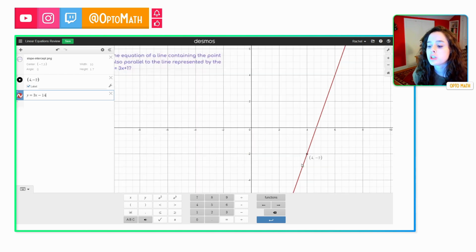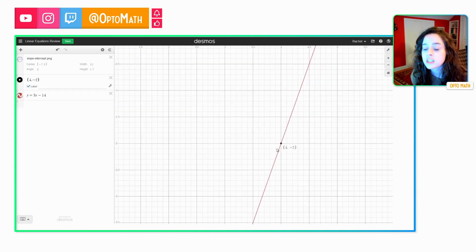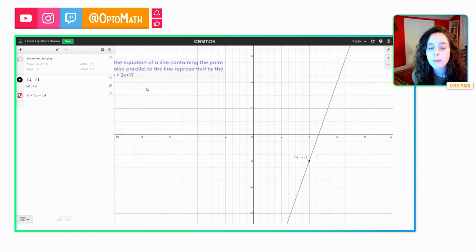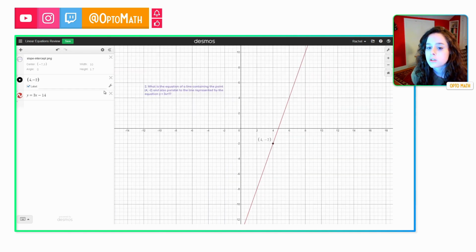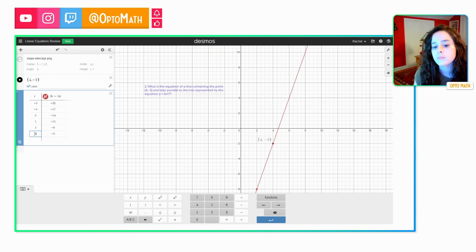Now, let's be sure, like if we zoom in, we can still see that it looks like our line is intersecting that point, but let's double check for sure. So we can go to our gear and click table, and then we can type in a 4, and if we get a -2, that means that point really is on our line. And we do. So that is the equation that's parallel to the given line through that point, and it is in slope-intercept form, that y equals mx plus b.